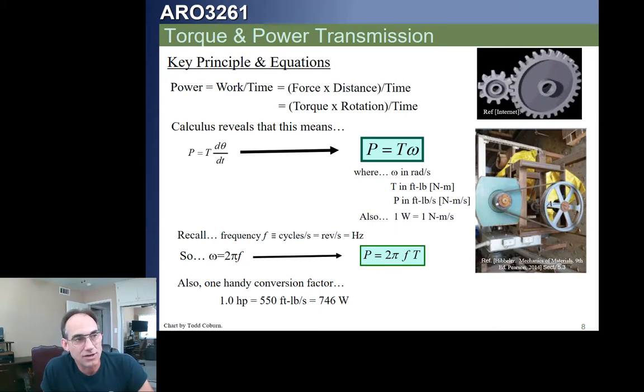Power is directly related to torque through that angular velocity. If our torque is in foot-pounds, our power is in foot-pounds per second. We have this relation for watts and Newton meters per second.